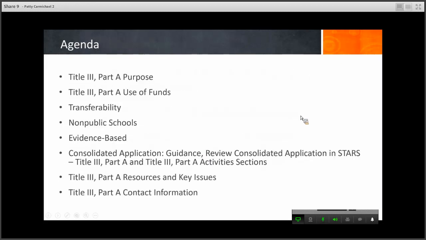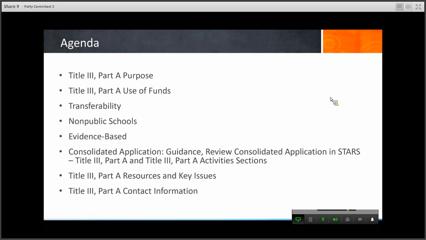For this session, we will be going through the purpose and use of funds in the Title III law, as well as transferability, non-public school issues, and I'll discuss a little bit about evidence-based. Then we'll get into the actual consolidated application, and I'll show you those sections that pertain to Title III. And I will close with a few resources for you and my contact information in case you have any questions.